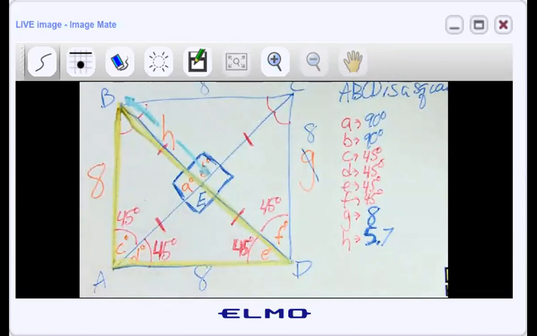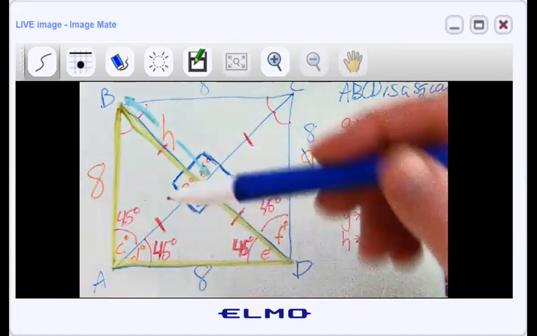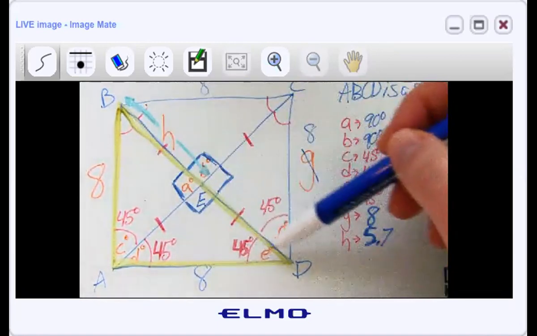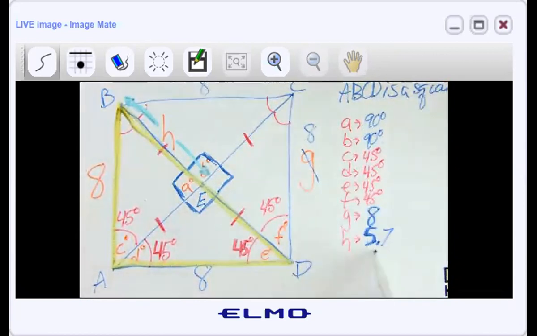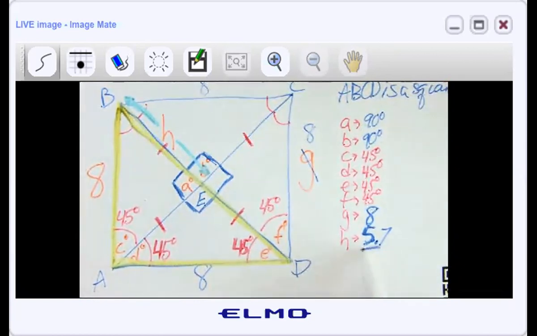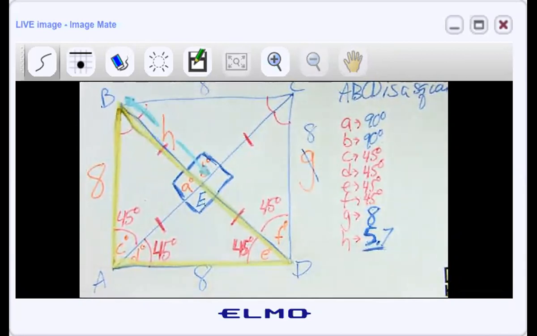So if you do 8 squared plus 8 squared equals x squared, solve, solve, solve, turns out that the entire length of the diagonal is 11.3, and then you just take half of it, right? So that's how we land here. Isn't that fun? I knew you would like that.